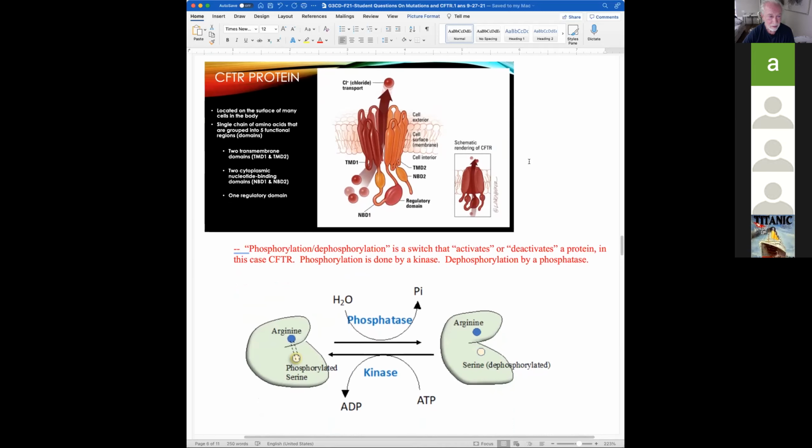So that, I think, explains what all the domains are for. The transmembrane domains provide a channel. The nucleotide binding domains provide energy. The regulatory domain determines whether the channel is active or not active.